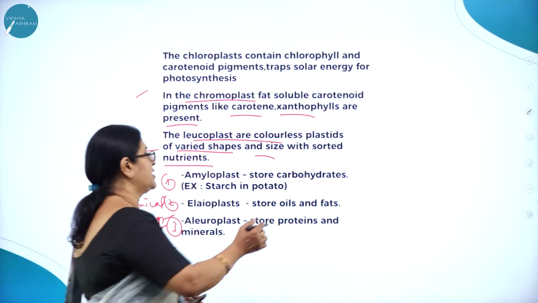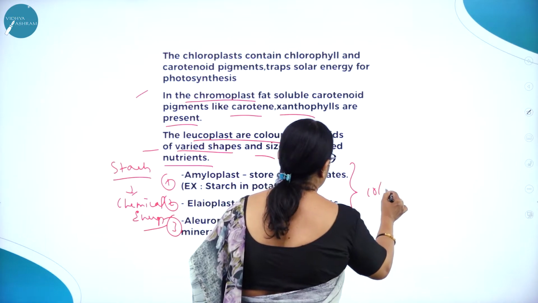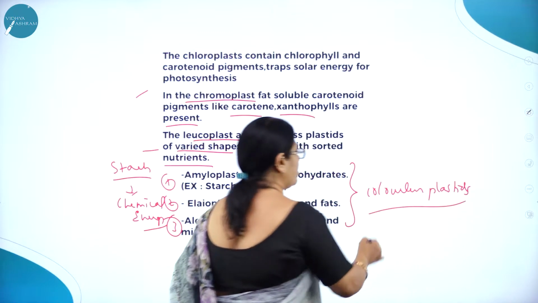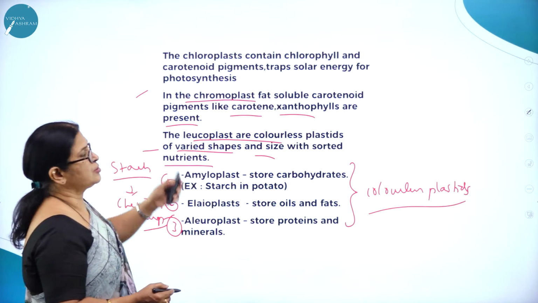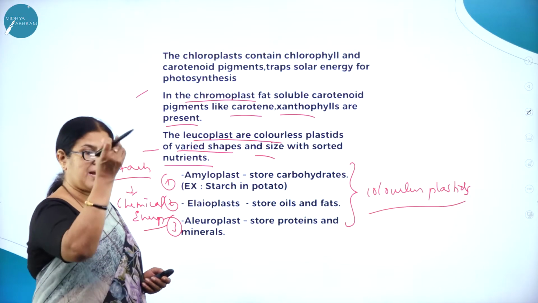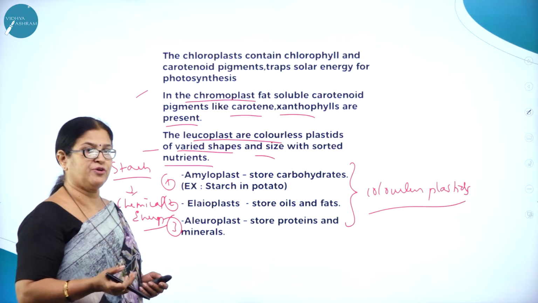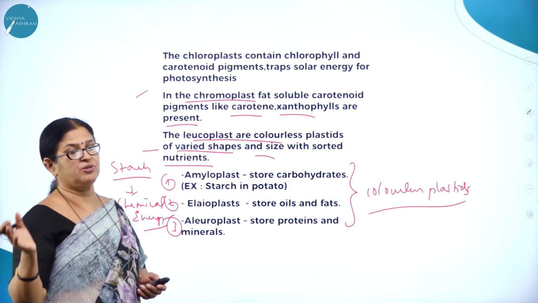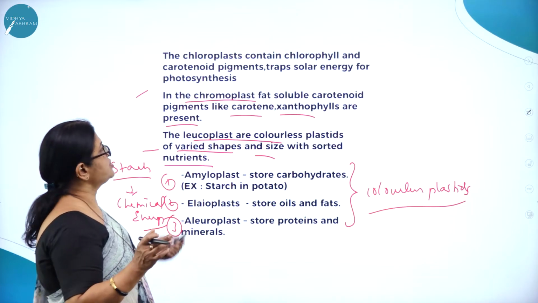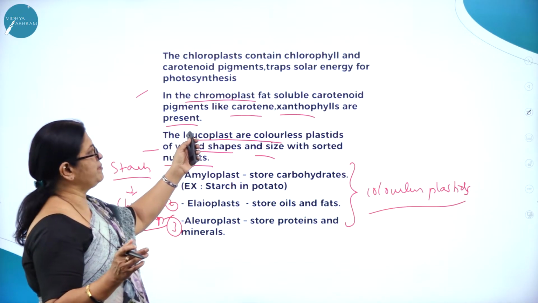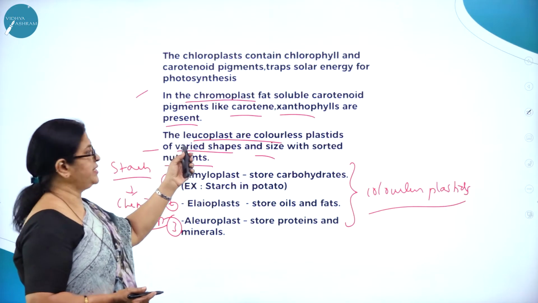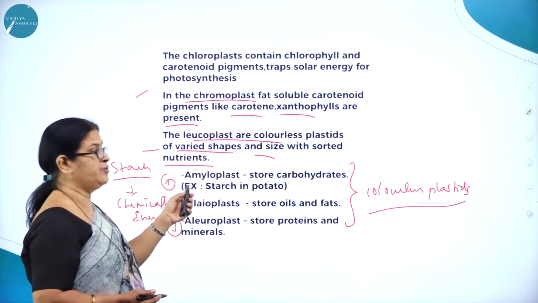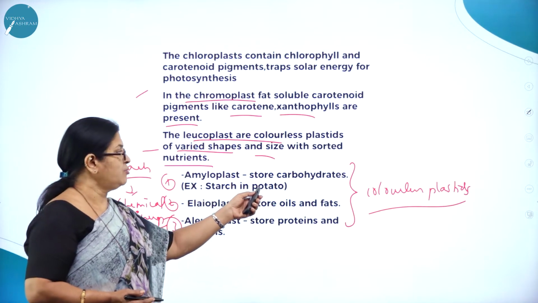So they are all what? Colorless plastids. Hence the name leucoplasts. I repeat, the chloroplasts contain chlorophyll and they trap the solar energy, which is very much required for photosynthesis. So when they trap solar energy, an electron is expelled and that electron passes on through a series of electron acceptors. So in the chromoplast, fat soluble carotenoid pigments like carotene, xanthophyll are present, and the leucoplasts are colorless plastids of varied shapes and size with stored nutrients like amyloplasts store what? Carbohydrates.